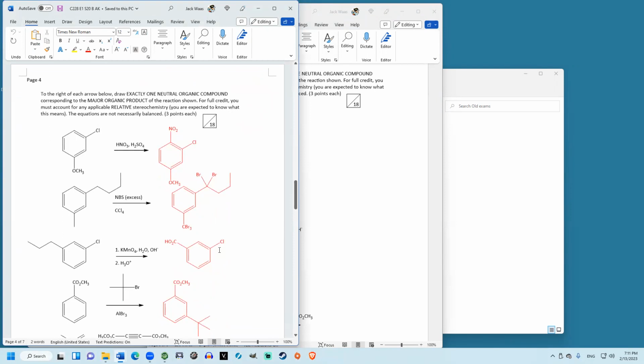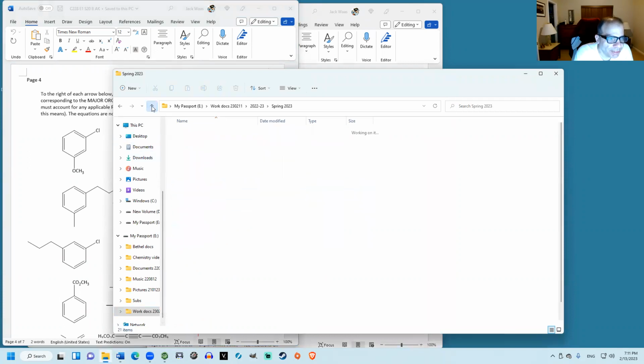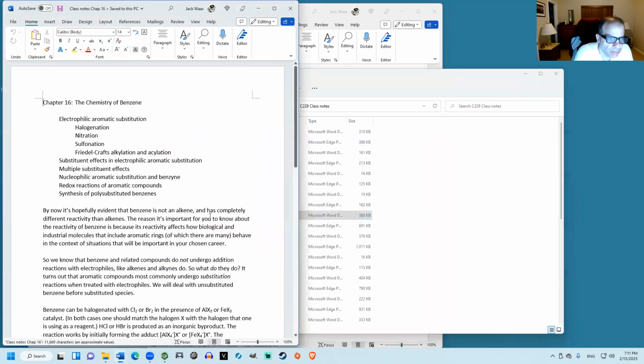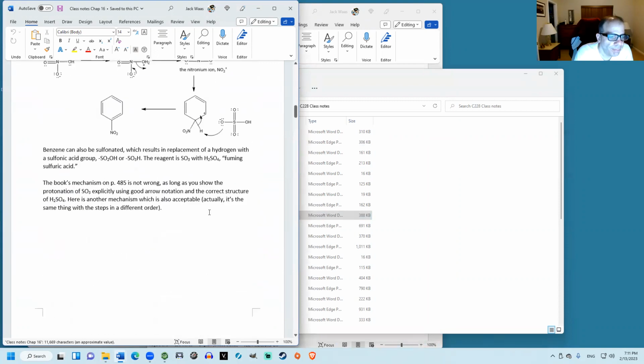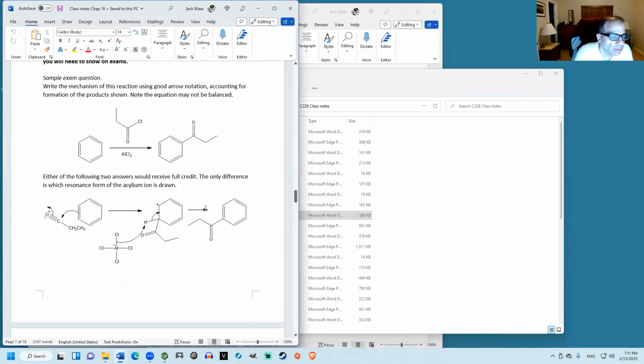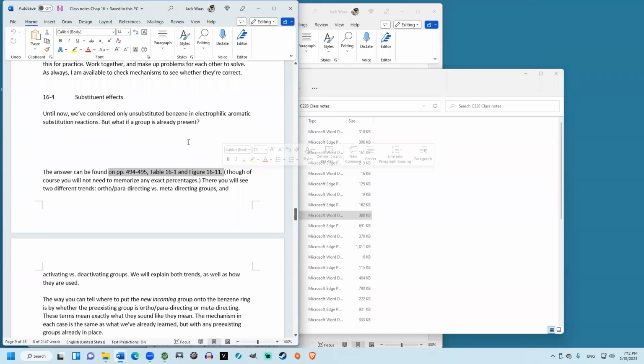Dr. Voss, where's the part of the notes where it has the list of what's ortho, para, meta, and all that? I don't know that I put that in the notes, but I made reference to it. I have to open up another window. Substituent effects. There you are. Pages 494 and 495, table 16.1 and figure 16.11. That's where you find ortho, meta, para. Thank you.